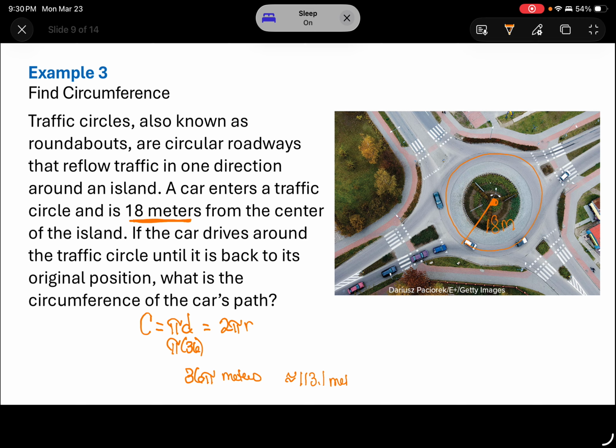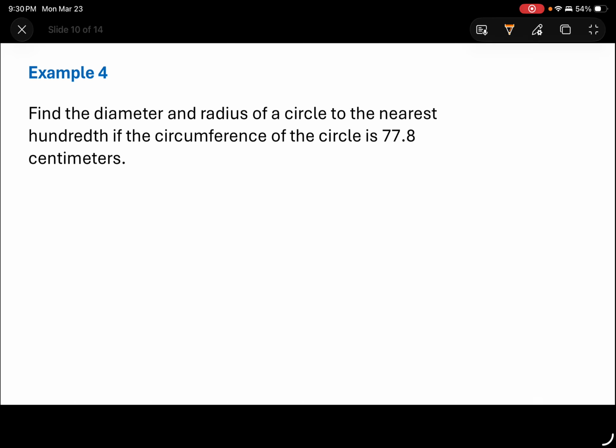meters. This is the exact answer and the 113.1 meters is a rounded version. So watch your directions to see if it says in terms of pi or as a decimal. All right, so example 4 says to find the diameter and radius of a circle to the nearest hundredth. Hundredth means 2 decimal places.